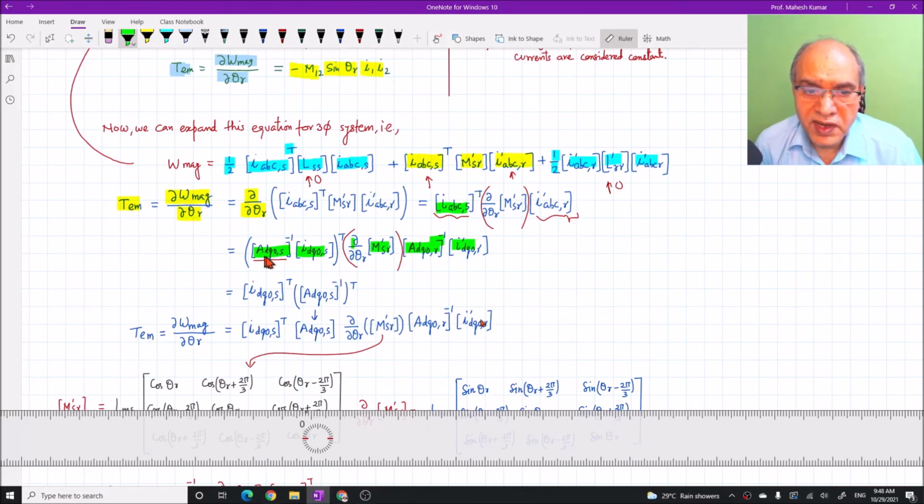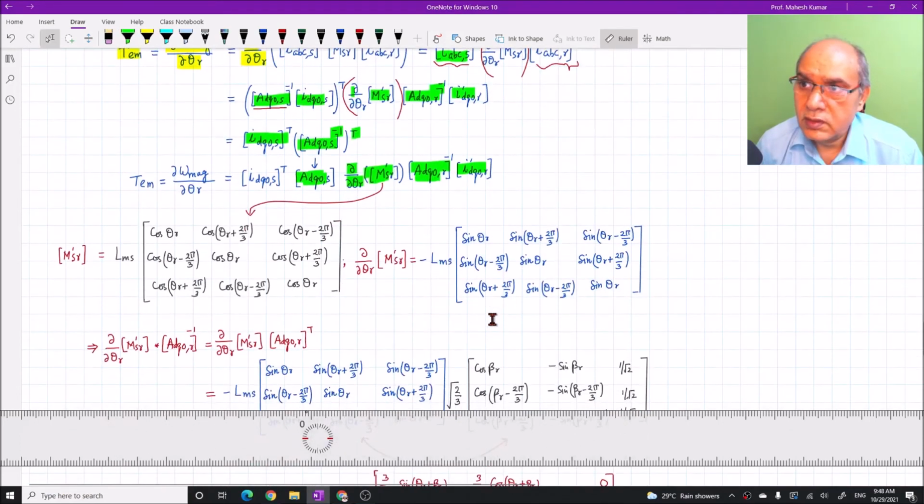Now the transpose of AB becomes B transpose A transpose, so this becomes IDQ0 transpose, then ADQ0 S inverse transpose. Since we know that ADQ0 inverse is the same as its transpose, the transpose becomes the same matrix. And this middle term is del by del theta r of MS R dash, and the last term is ADQ0 R inverse and IDQ0 R dash. We need to simplify this a little and see what we get.